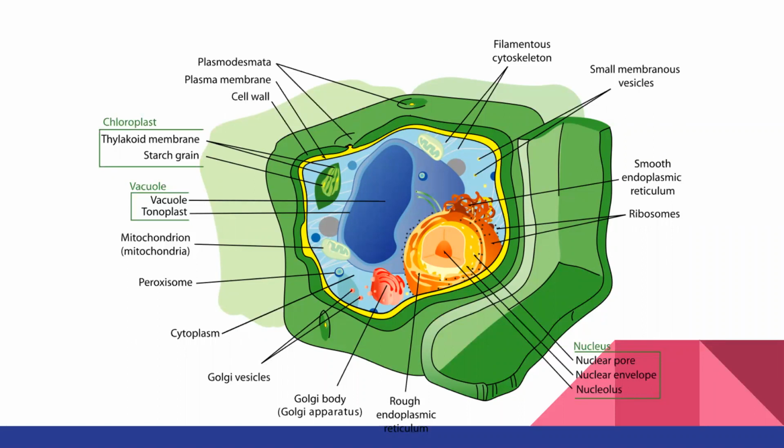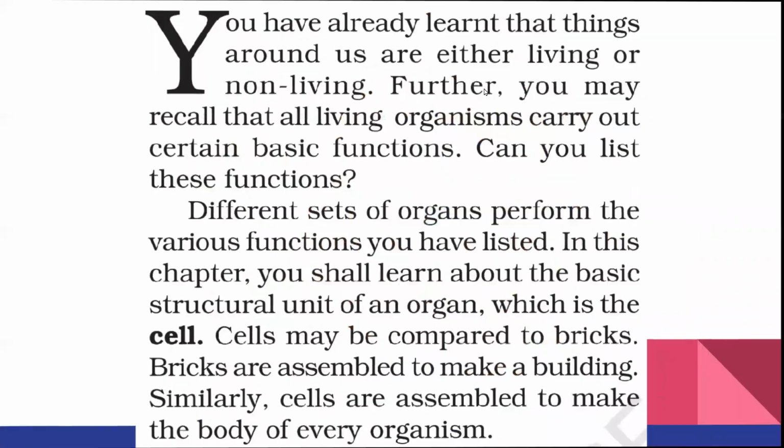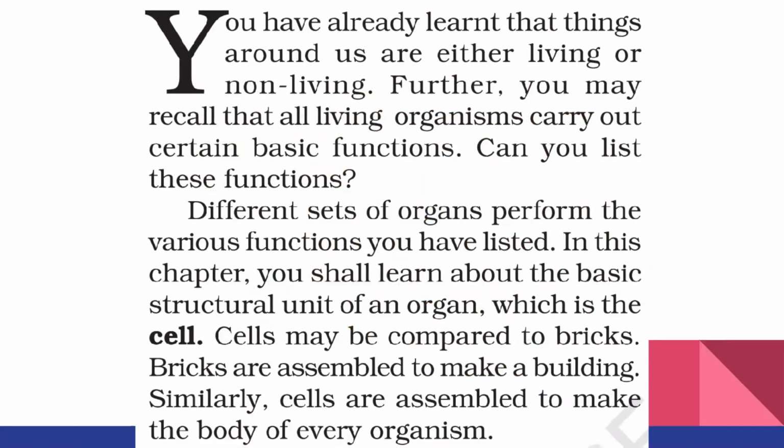Now let us recall the basic functions. So these are the different types of cells which we are going to learn in this lesson. Now let us see what are the basic functions living organisms carry out. See, we know that respiration, digestion, circulation of blood, reproduction, excretion, etc. are the basic functions of a living organism. If these basic functions are not carried out, then the living organism cannot exist.